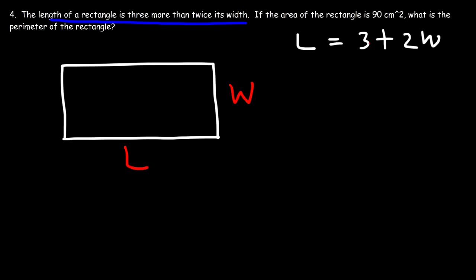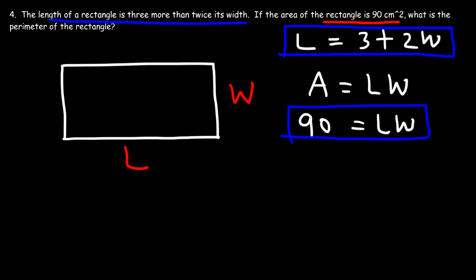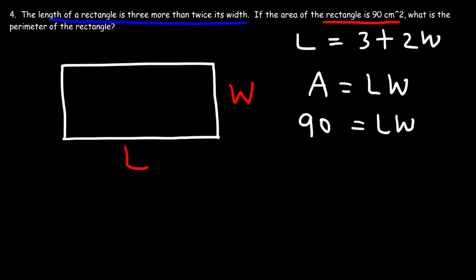Now, we're also told that the area is 90 square centimeters. And we know that the area is length times width. So 90 is L times W. So we have 2 equations and 2 variables. So let's solve by substitution. Let's replace L with 3 plus 2W. So this is going to be 90 is equal to 3 plus 2W times W.